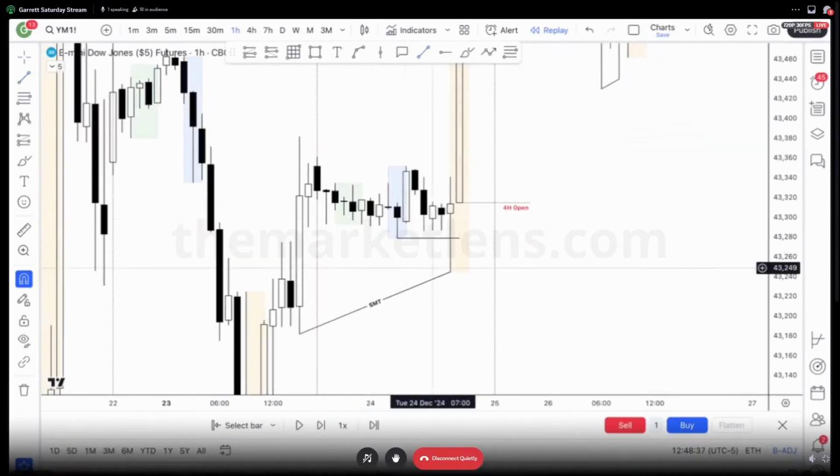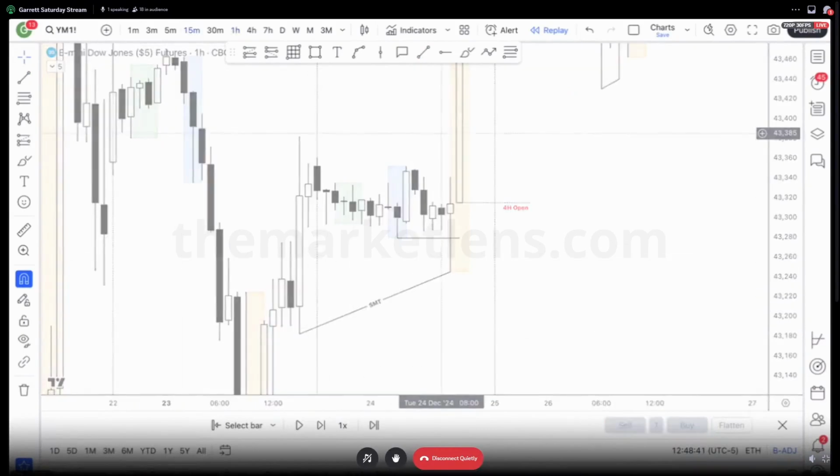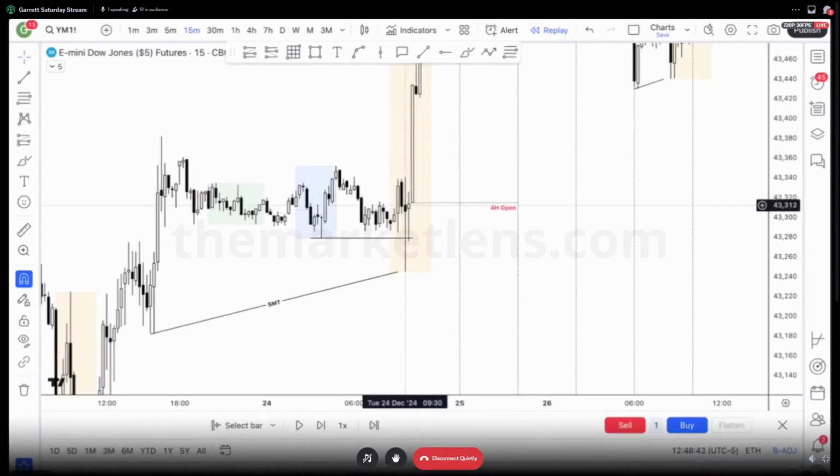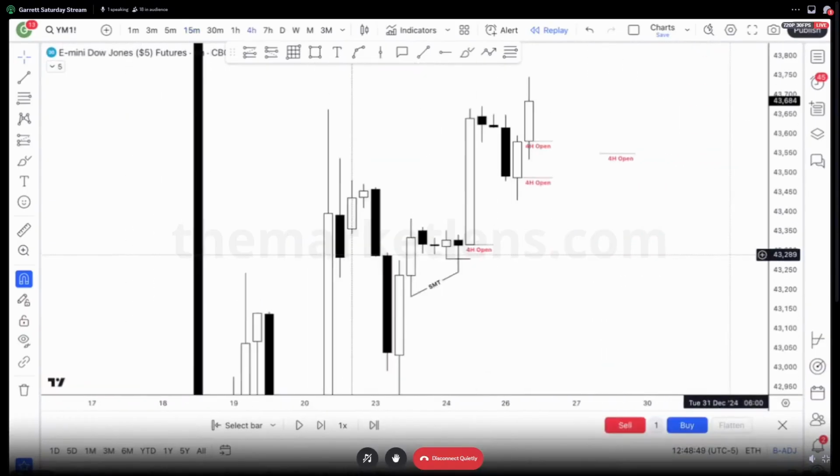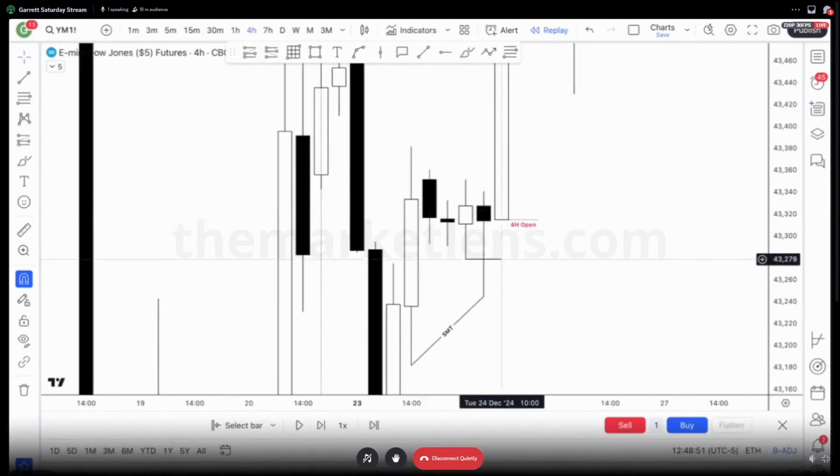So when we manipulate the other side of that range and then pair it with the SMT, I look at 9:30 here, pair that with the driver. So 9:30 manipulates, we expect 10 a.m. to distribute. So the 6 a.m. candle forms the low of the day. What I expect 10 a.m.